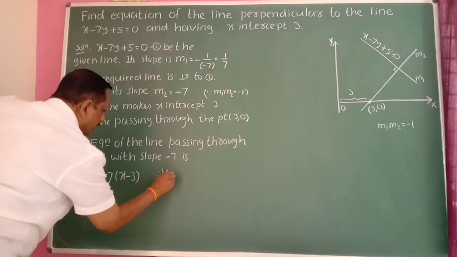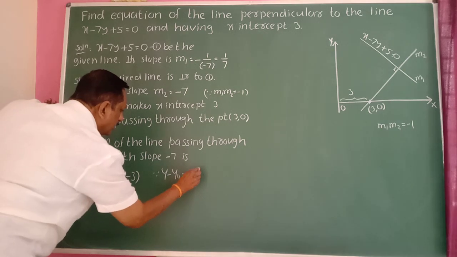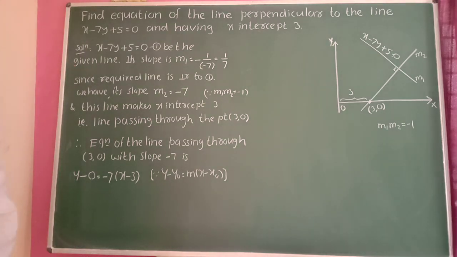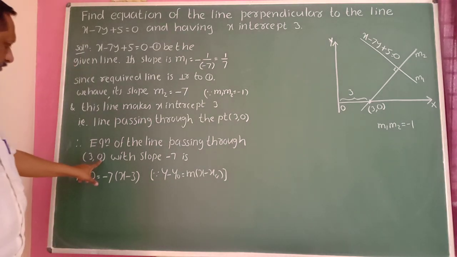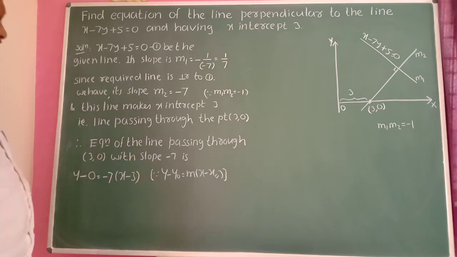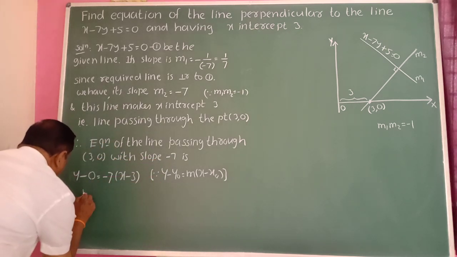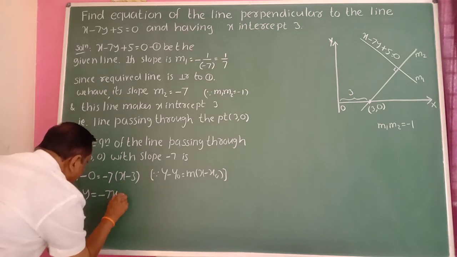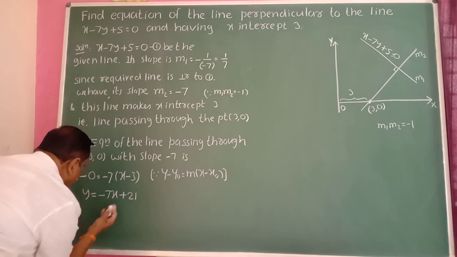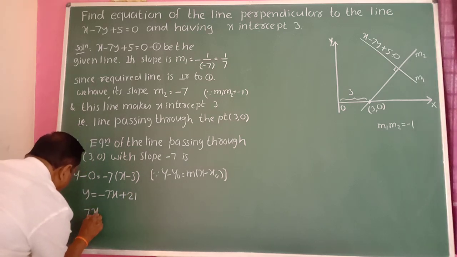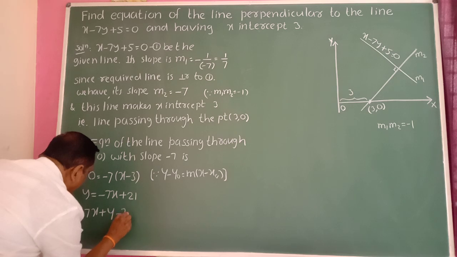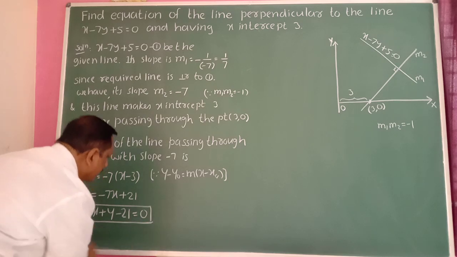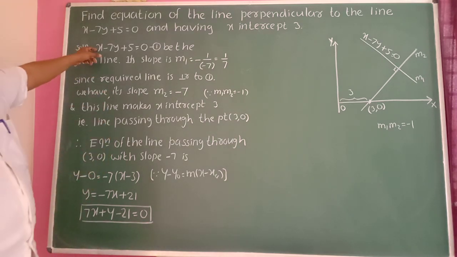Again you are using this formula: y minus y naught is equal to m into bracket x minus x naught. Here x naught is 3, y naught is 0, m is equal to minus 7. Therefore, y is equal to minus 7 into x minus 3, which gives minus 7x plus 21. Take both terms to the left side: 7x plus y minus 21 is equal to 0. So this is the required line perpendicular to the given line.